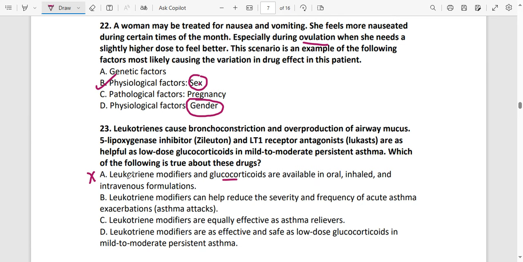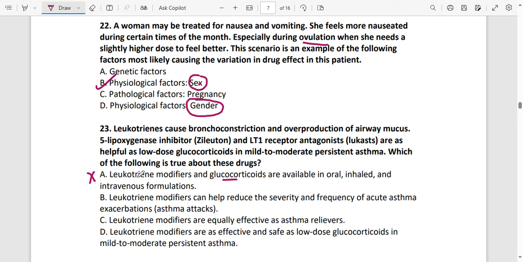The leukotriene guys, the leukotrienes. Anyone that can remember the methods of delivery for the leukotrienes, we did mention it. Yes. Okay, it is just oral.